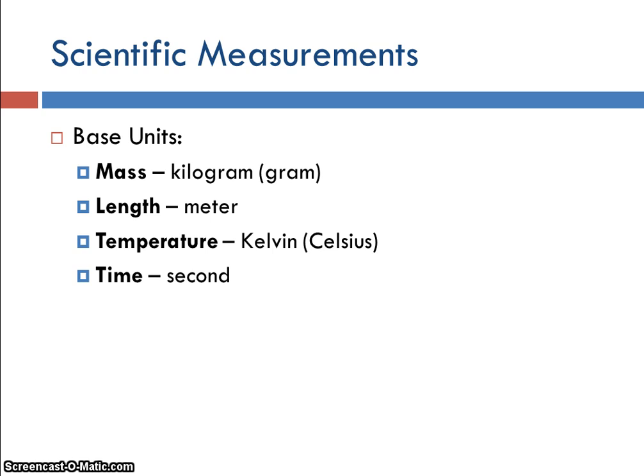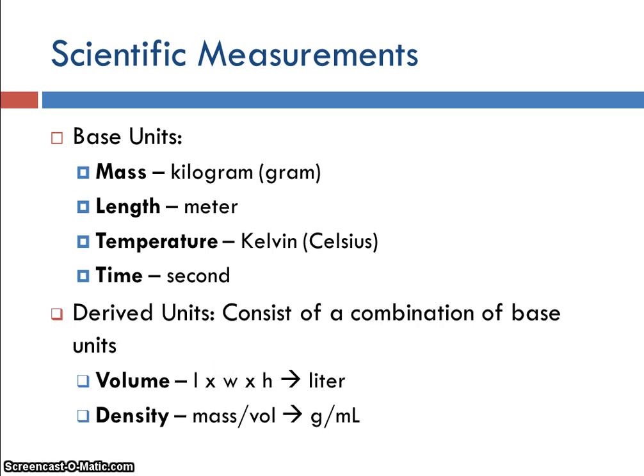If you combine these base units, you can form what we call a derived unit. So for example, volume is length times width times height, and since that involves meter to the third, we call it a derived unit because it involves more than one base unit. Same thing for density. Density is the ratio of mass to volume, and so because it involves 2 different base units, we call it a derived unit.